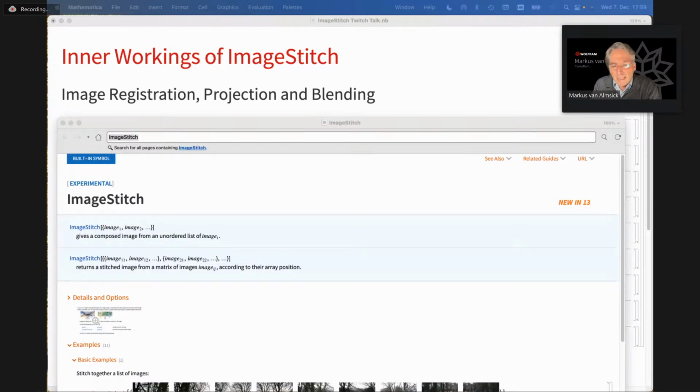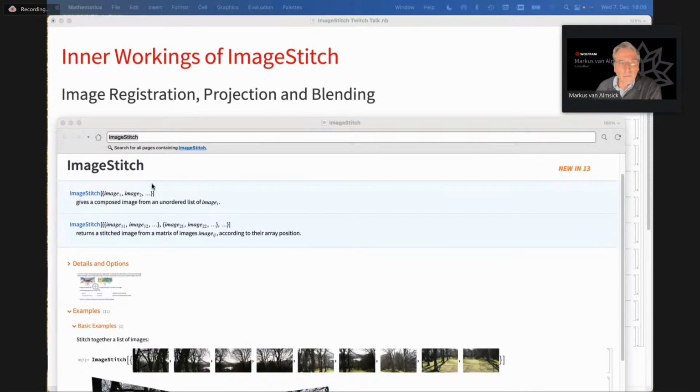Since this is a tour de force through almost the entire area of image processing, I thought it makes a great theme for a Twitch talk. I'd like to take you along today through all the aspects of image stitching as I encountered them implementing the command ImageStitch. In case you don't know, since version 13, we have ImageStitch.